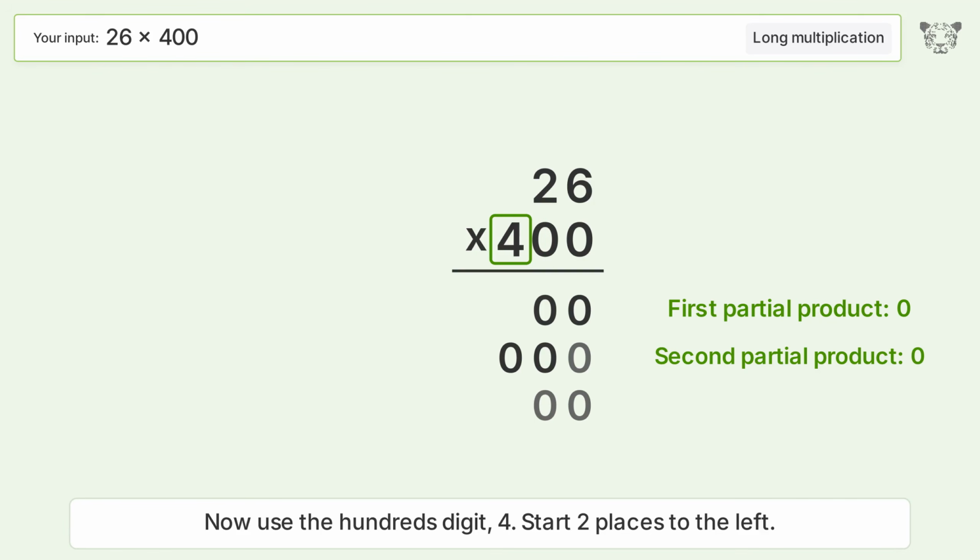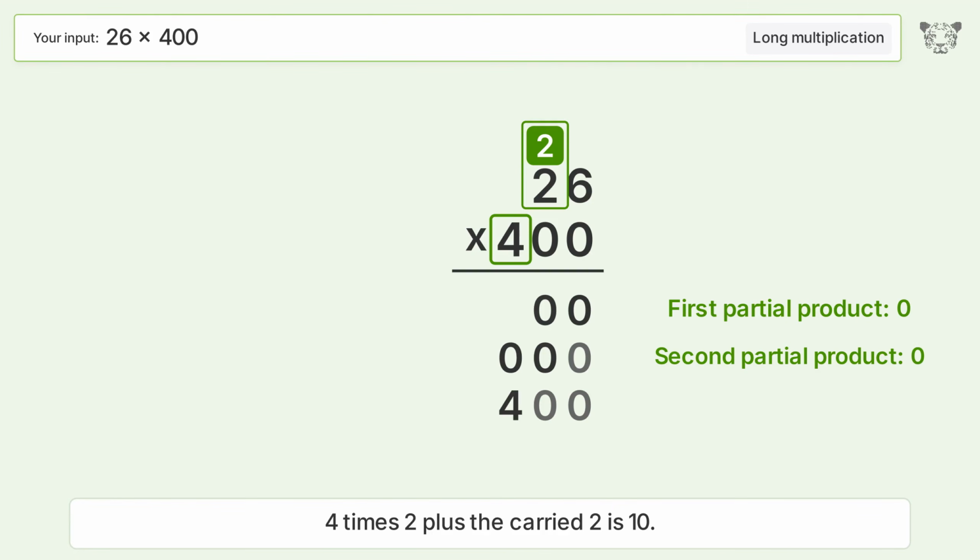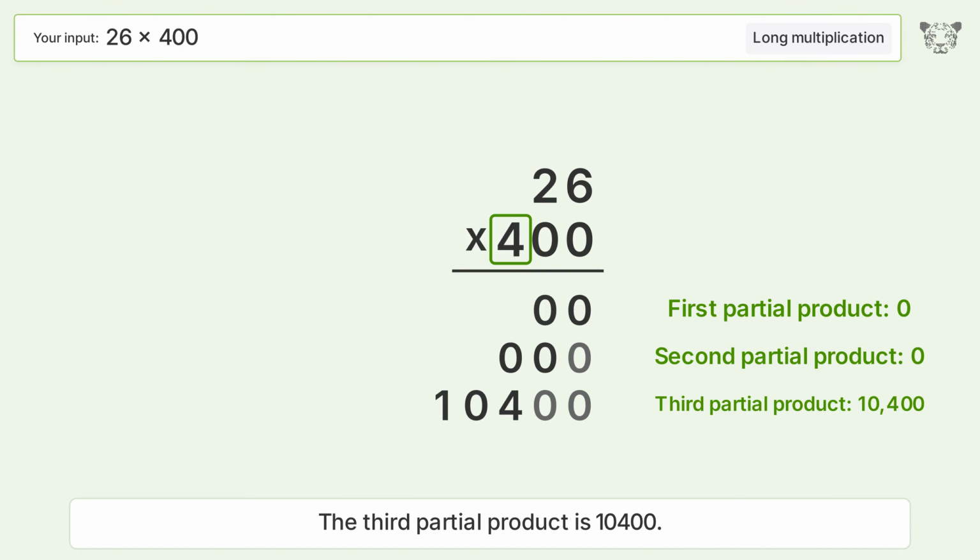Now use the hundreds digit, 4. Start two places to the left. 4 times 6 is 24. Put 4 in this column and carry 2. 4 times 2 plus the carried 2 is 10. The third partial product is 10,400.